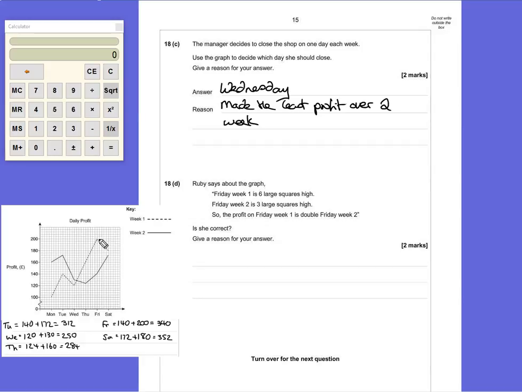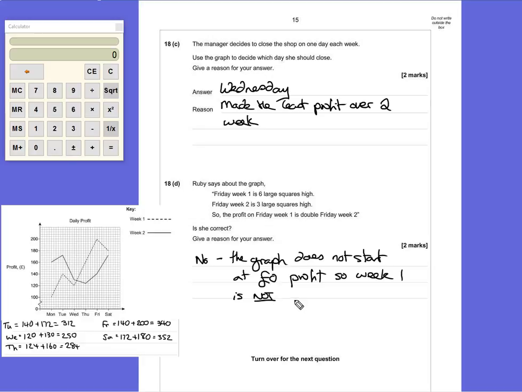For week 1, however, that would be 10, which is not double. So is she correct? No, she's not. And the main reason for this is the graph does not start at £0 profit. So week 1 is not double.